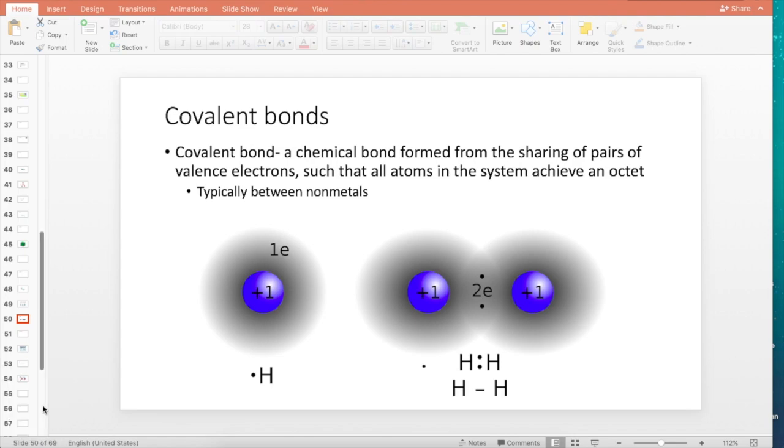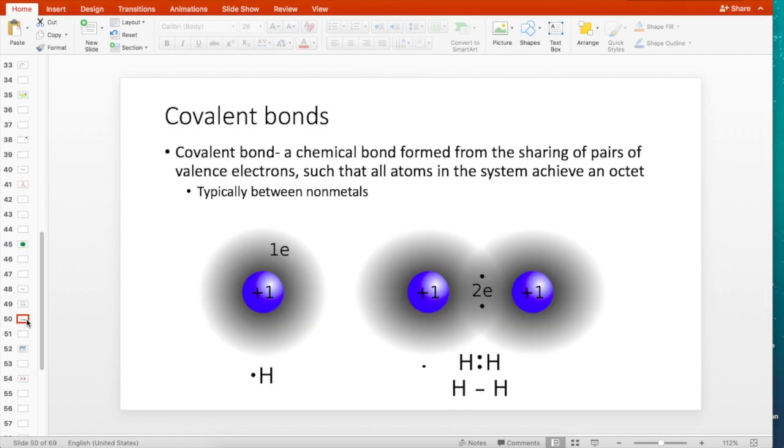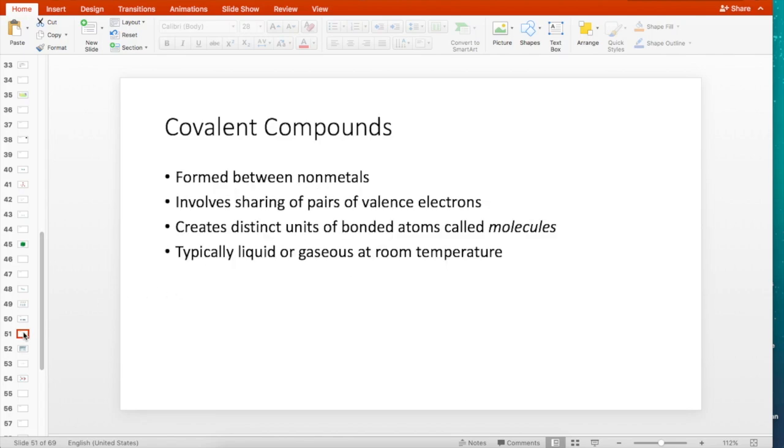And you know that ionic compounds, like this, formed a big crystal lattice, and it was typically between metal cations, this was sodium, and non-metal anions, chlorine, positive and negatively charged ions, because they've transferred electrons. Not so with covalent bonds. They're sharing valence electrons, sharing pairs of them to reach stability, and it's always going to be between only nonmetals. Hydrogen is a nonmetal. This hydrogen, of course, also a nonmetal. So purely nonmetals here. Covalent compounds formed between nonmetals involve sharing of pairs of valence electrons.